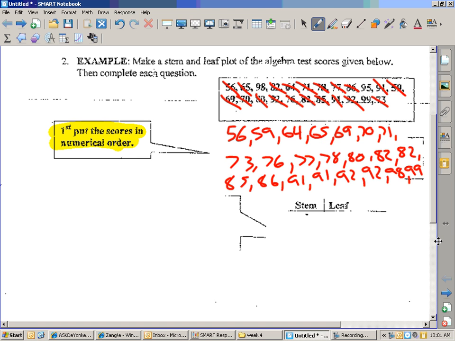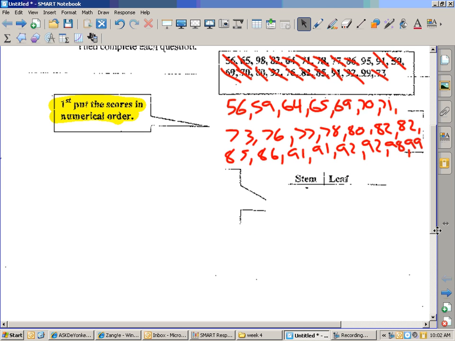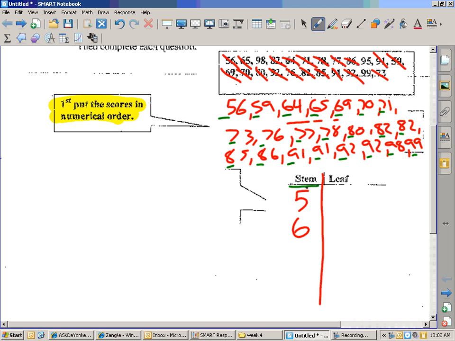Now, to actually plot your stem and leaf plot, you have to determine first what all your stems are. Your stems are, again, the first number in the sequence. So you look and see how many different stems do I have. You have 5 that's used. You have 6 that's used. You see the 16 right there. 7 is a stem. 8 and 9. And for the leaves, you're looking at the second part.